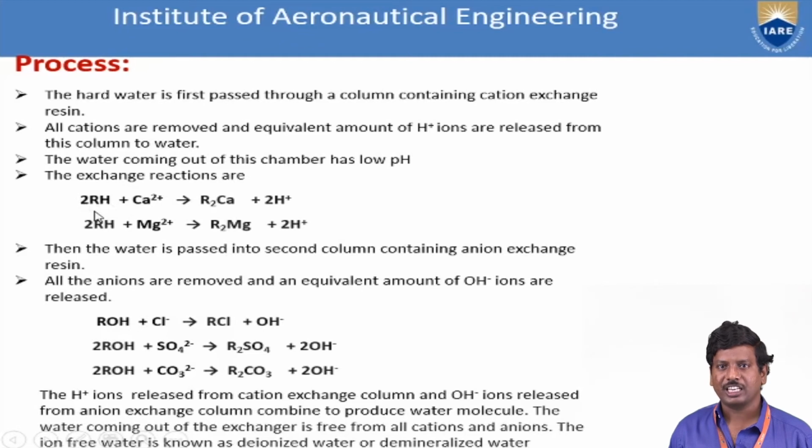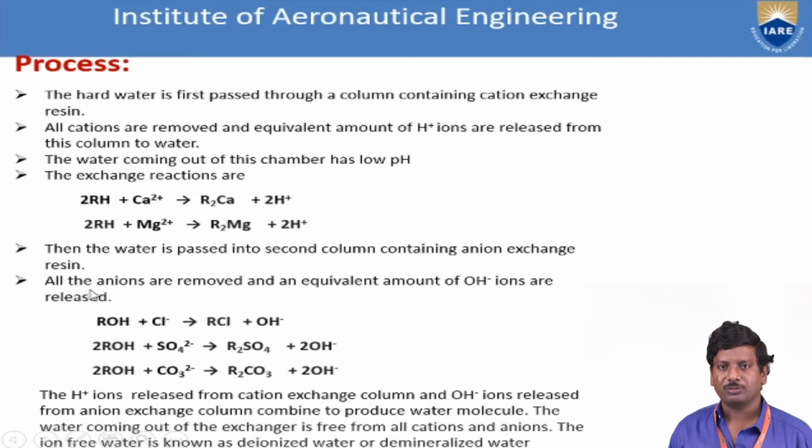The resin absorbs the calcium ions, releasing H plus ions. If magnesium ions are present in the water, the resin absorbs the magnesium ions and releases H plus ions. Then the water is passed into a second column containing the anion exchange resins. That means all the anions are removed and an equivalent amount of OH minus ions are released.